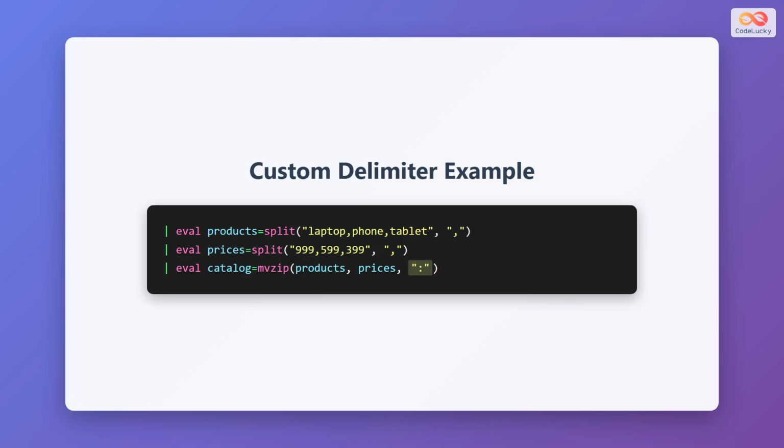Using a colon makes it clear that we're showing product to price relationships, which is more intuitive than using commas for both the field separation and the pairing separation.